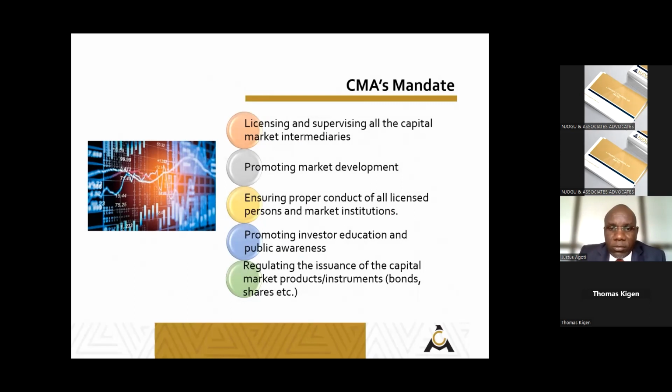This is the mandate of the authority, essentially regulating, licensing and supervising capital market intermediaries. We have intermediaries. So if you like, in the banking sector, they have commercial banks. We also have intermediaries. We try to promote market development. We ensure proper conduct of all licensed institutions. We promote investor education, and we also regulate the issuance. And this is one of those very important ones, of market products and services. And you can see there's a mention of shares and bonds.